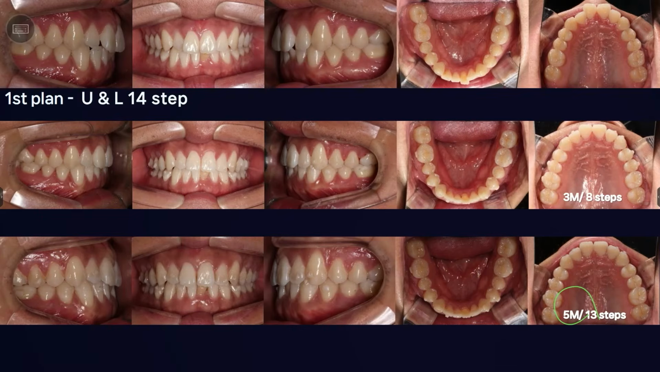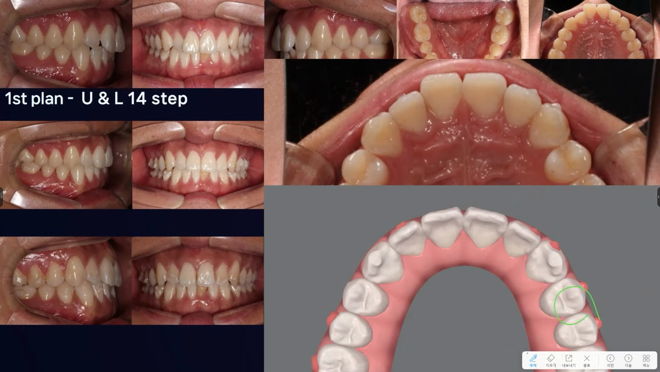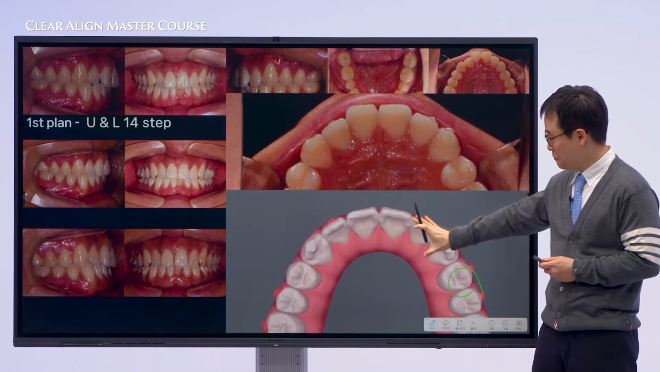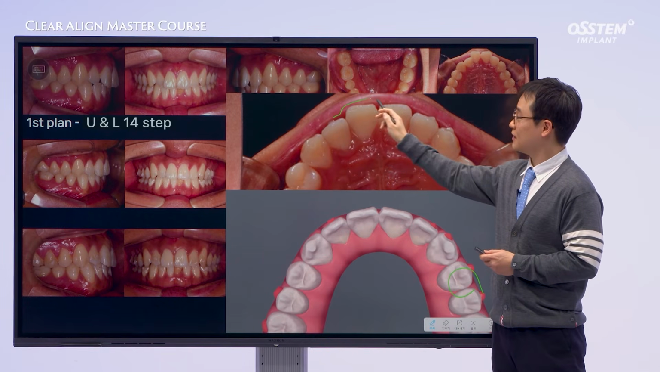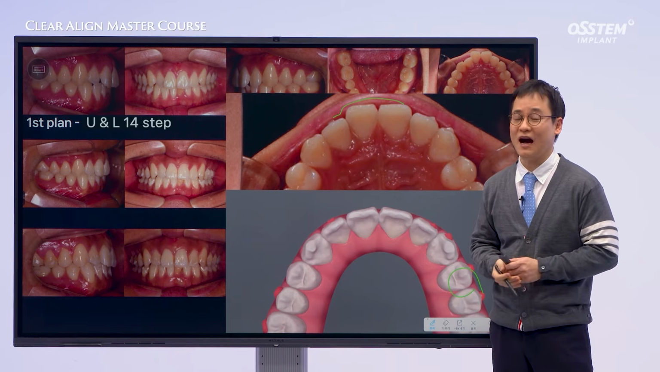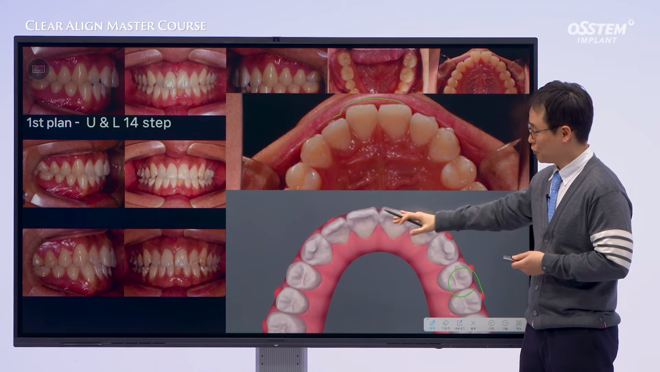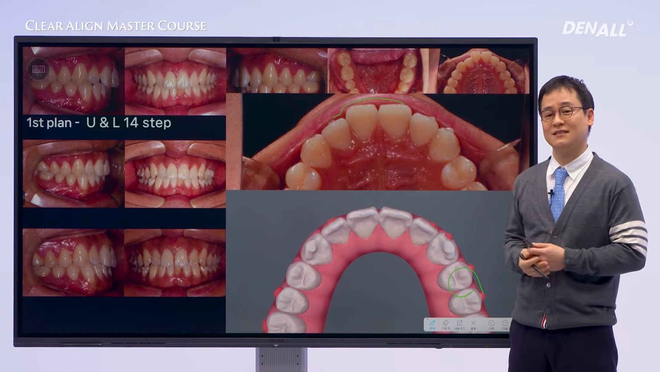By the 5th month, at step 13, we could already see significant improvement, especially in the lower arch. The lower arch showed significant improvement, but the upper teeth hadn't fully aligned yet. Our goal was to achieve this level of alignment by step 13, but as you can see, the actual result was slightly below expectations. Just because the result isn't perfect doesn't mean the treatment was unsuccessful. Based on our original goal, if we've come this close, it's actually considered a very successful outcome.